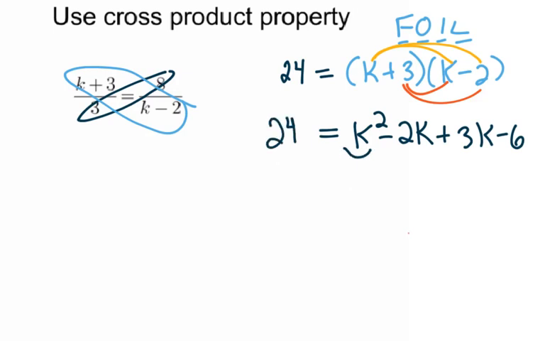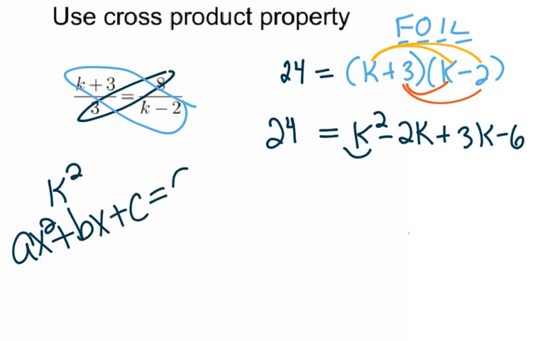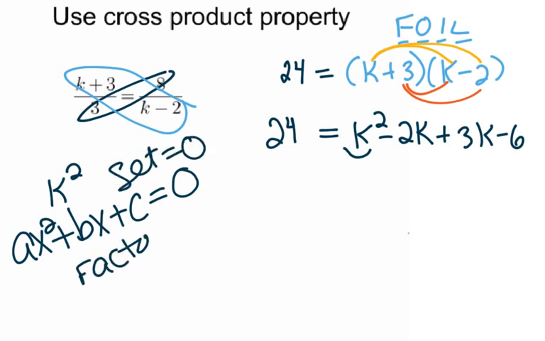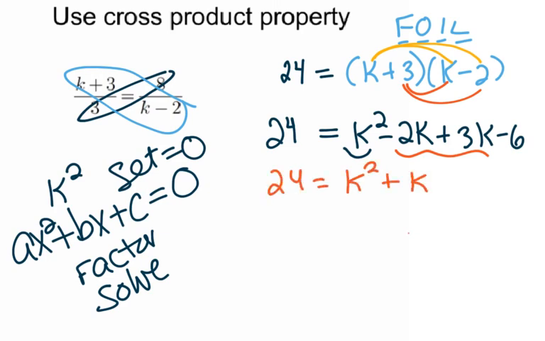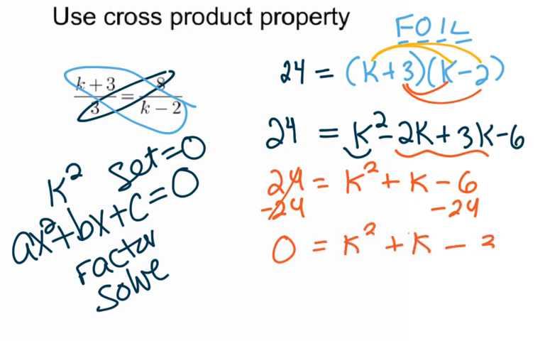Now we see that this is a quadratic equation. We see the k squared here. This indicates that it's a quadratic equation. We want to make sure that this is set up as ax squared plus bx plus c equals 0. We want to set this equation equal to 0 so that we can factor and then solve this problem. So let's go ahead and combine like terms before we move the 24. So we have 24 equals k squared plus k minus 6. And now we'll go ahead and subtract the 24. And now I have 0 on this side and I have k squared plus k minus 30.